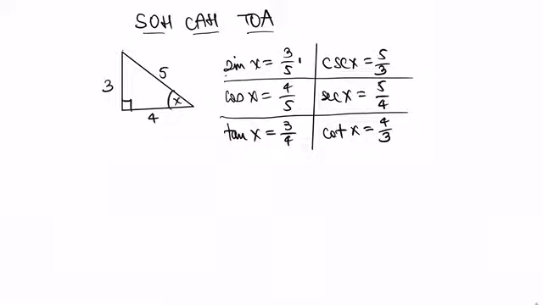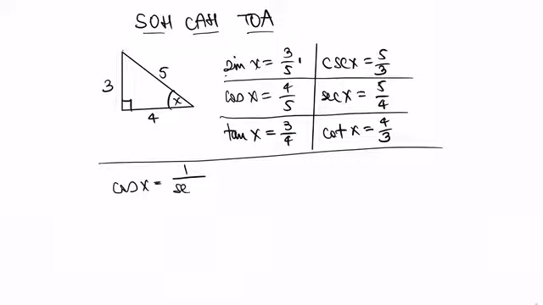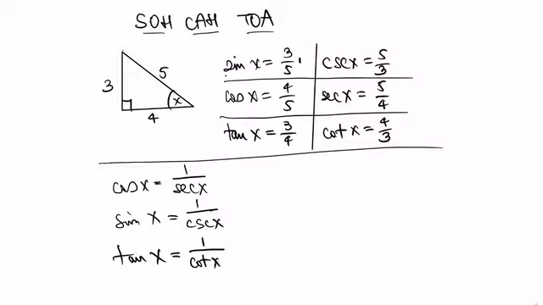Now, what does it mean exactly that they're inverse? It means that cosine of x actually equals 1 over secant of x. What about sine of x? Sine of x will be equal to 1 over cosecant of x. And tangent of x equals 1 over cotangent of x.